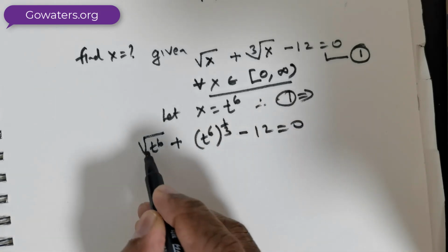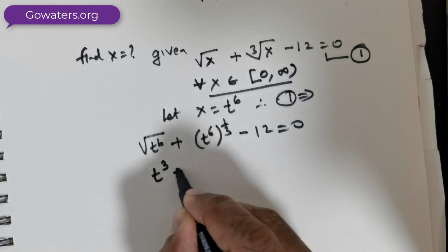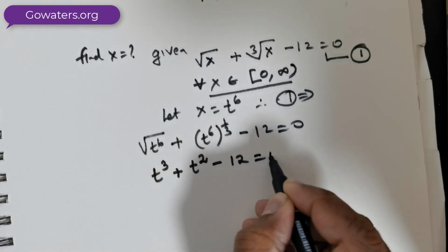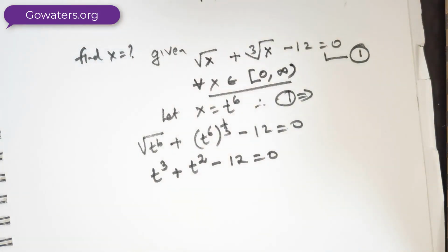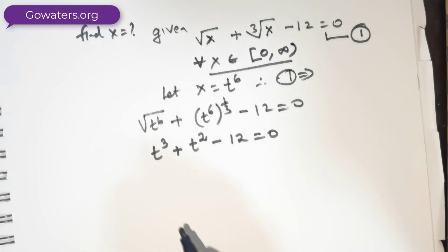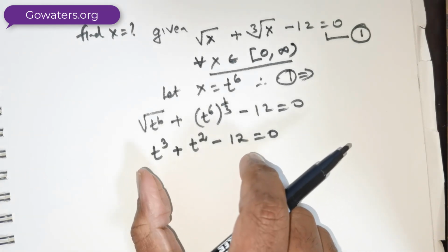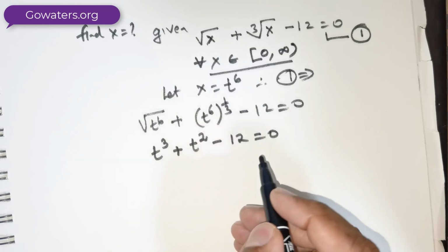Now this is actually a square root, right? So that would give me t raised to the power of 3. This would give me t raised to the power of 2, followed by minus 12 is equal to 0, right? So that's what I've got. I hope you can see this now. Now we will have to perform some manipulation so that we are able to solve this.